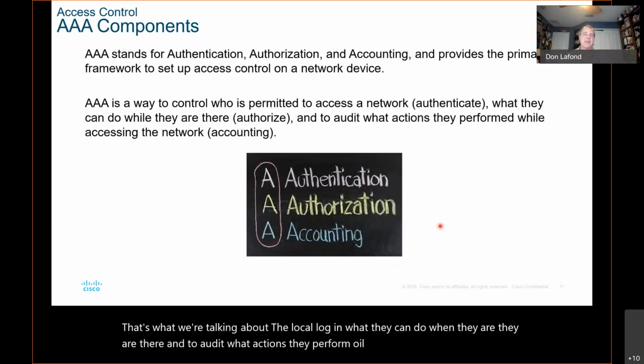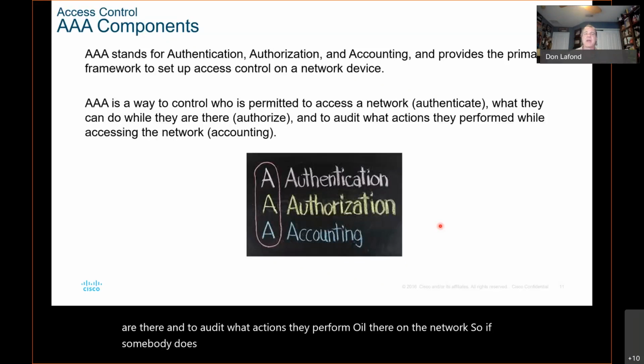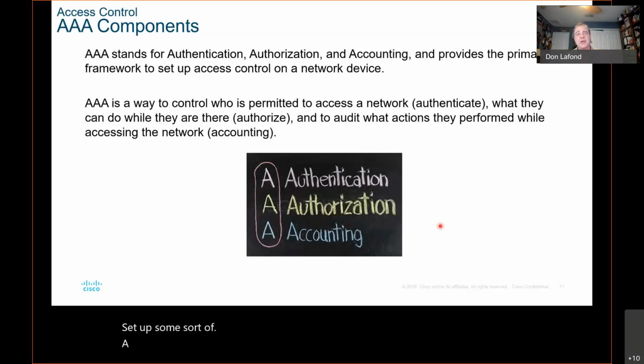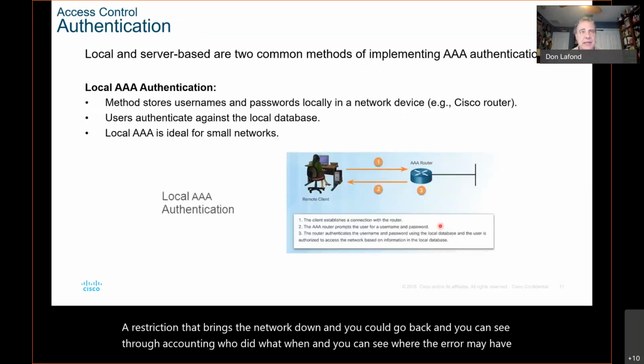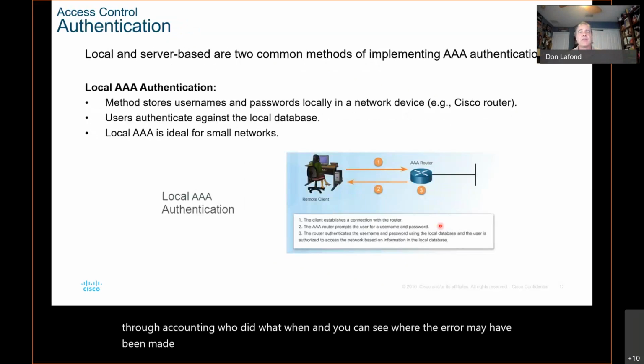So if somebody does something bad, or not even bad intentionally, they could maybe inadvertently set up some sort of restriction that brings the network down, and you could go back and see through accounting who did what when, and see where the error may have been made. Now, local and server-based are two common methods of implementing AAA authentication.